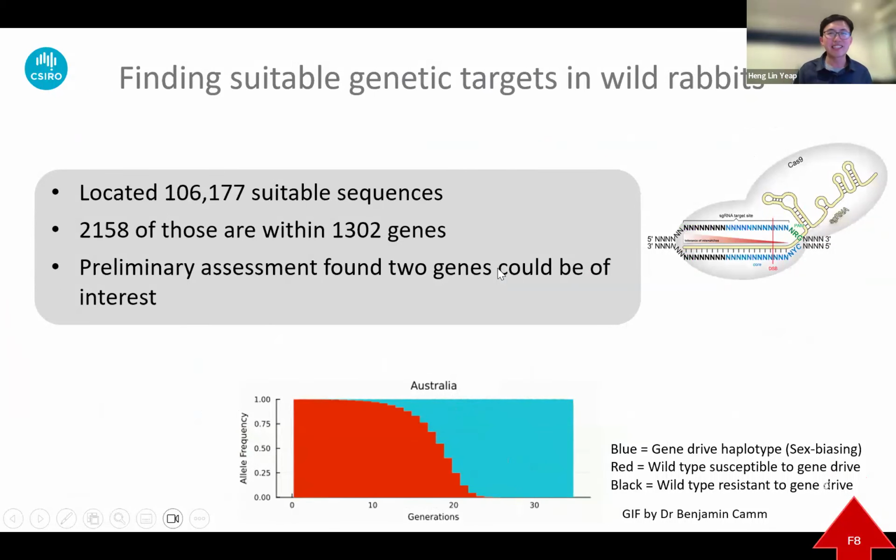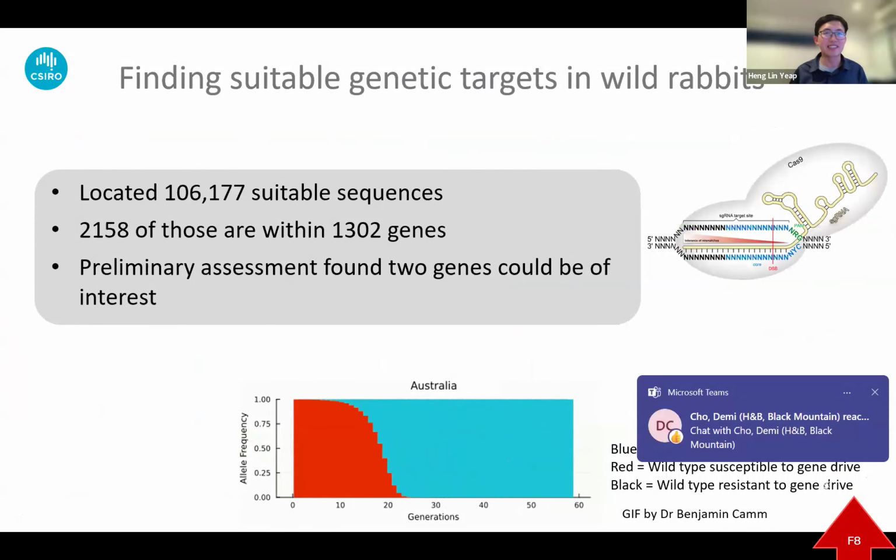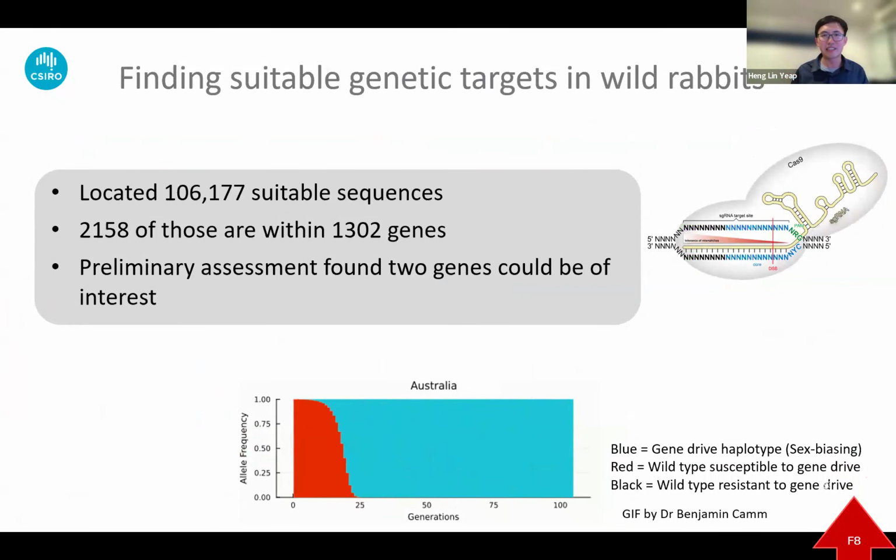Coming back to identifying targets, we actually managed to identify lots of targets. Over 100,000 targets, 2,000 of them are within 1,300 genes, and there are potentially two that could be of interest. These candidates are guaranteed to work if we are in a perfect scenario for gene drive, like the one I showed here in the simulations, where blue is the gene drive frequency and the red is the wild type variation.